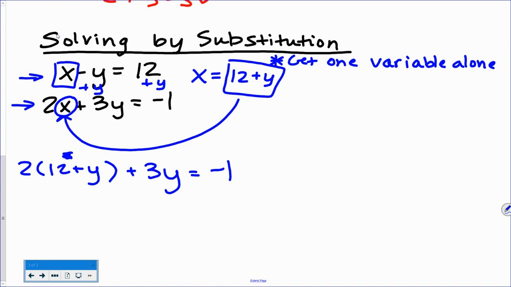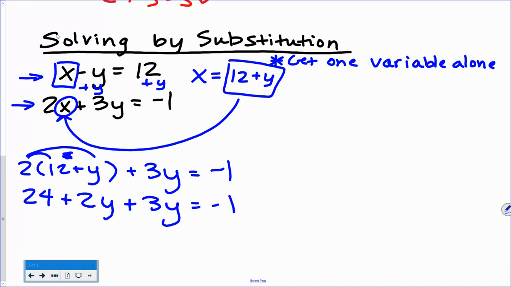You should have done this before in some algebra classes, but maybe it's been a little while. All right, so I'll go ahead and distribute. So 24 plus 2y plus 3y equals -1. Combine the like terms of 2y and 3y to get 5y. Subtract 24.